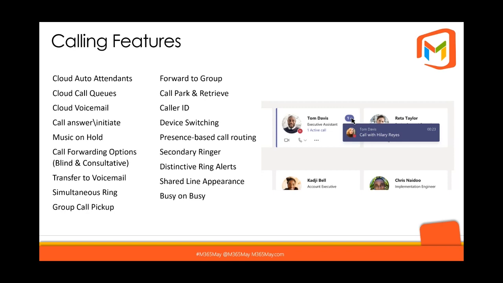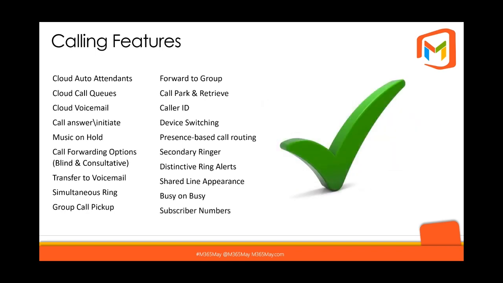We have busy on busy, a weird request we get sometimes where people don't want that second call toast. They want an engaged tone when someone else calls in if they're on the phone. Not something I see a lot of, but it does come up from time to time. And we have subscriber numbers in the cloud as well. So it's probably an entire session to go through absolutely every single calling feature in detail. This is just designed to be a bit of an overview of what calling features we have natively within Teams today.